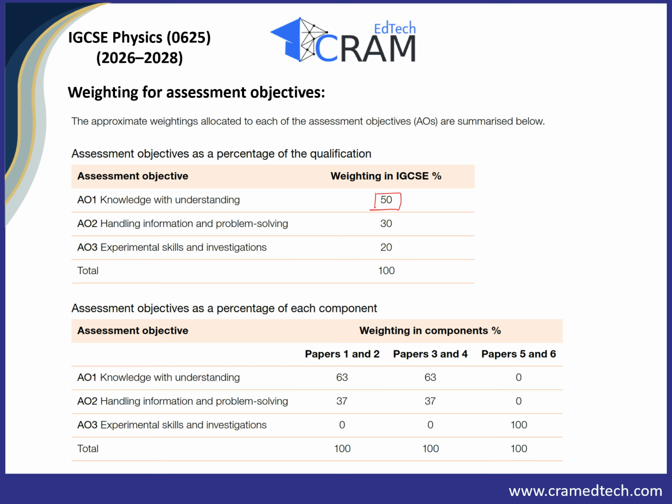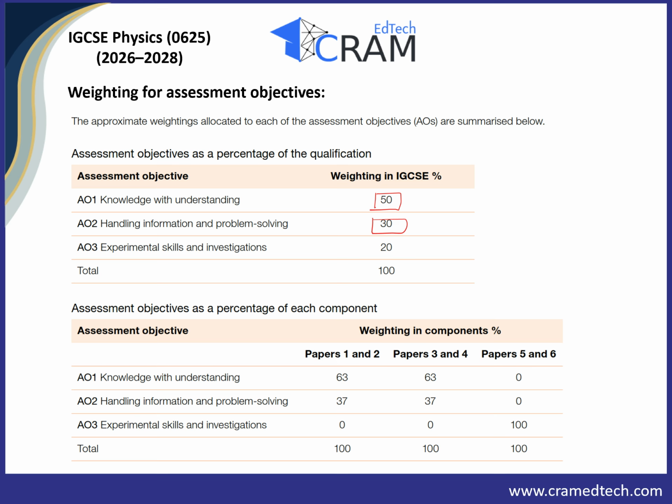And then 30% is handling information and problem solving. In this 30%, most of the time you will be given the data, and you have to use a formula and calculate some answer. Sometimes you will be given the graph and you have to use features of the graph, like area under the graph or gradient of the graph, and you will come up with the final answer.